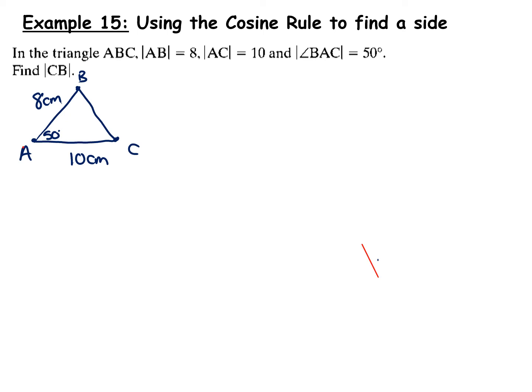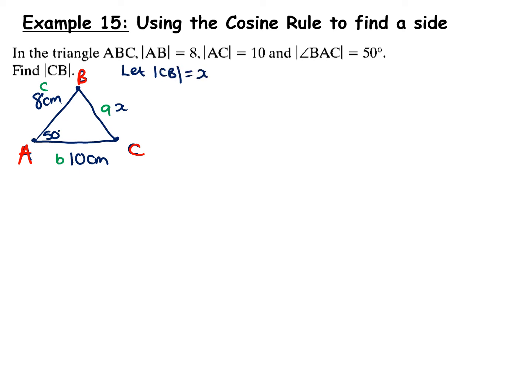So I'm going to label the triangle: it already had its capital ABCs, and then I had lowercase a, lowercase b, lowercase c. What are we looking for first? So CB, which is x. So we're going to let CB equal x. So what we're looking for is BC.